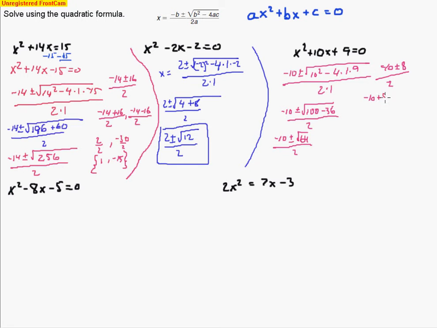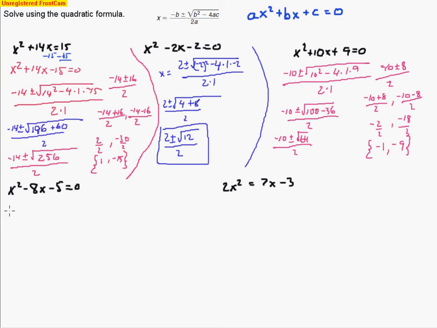Negative 10 plus 8 over 2. And we have negative 10 minus 8 all over 2. So when we do some work there, this makes a negative 2 over 2, which makes negative 1. Over on this other side, negative 18 over 2, which ends up giving me a negative 9. And those are my two x-intercepts.